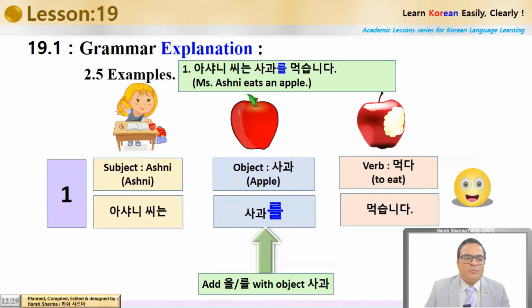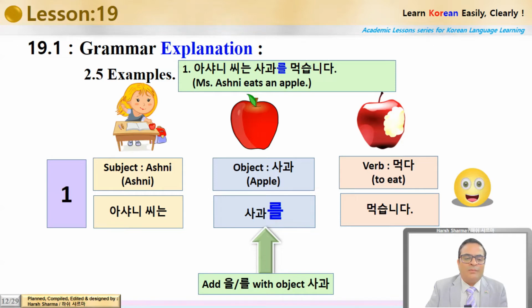Now let's do some example sentences. See number 1, on the top in the green box. Ashni shinan sagwaral moksamnida. Miss Ashni eats an apple. If you see in this sentence, subject is Ashni, which is the name of a person. Object is sagwa, apple, and verb is mokta, to eat.